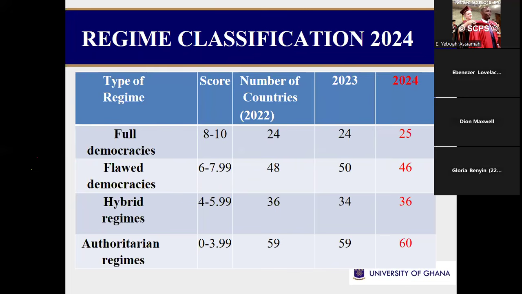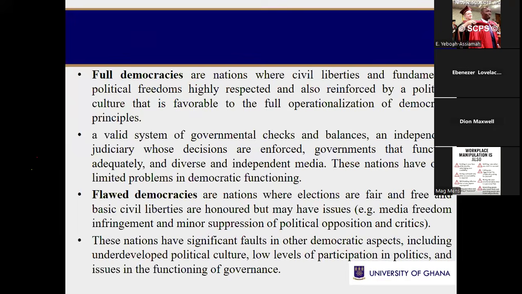Now, if a country gets from 6 to 7.99, we call it a flawed democracy. Ghana is found in this space, and the US is found in this space. What are flawed democracies? These are states where elections are free and fair and basic civil liberties are promoted, but they have some issues: media freedom infringement, and minor suppression of political opposition and critics. Basic liberties are enforced, except for minor suppression of minorities, political opposition and critics.